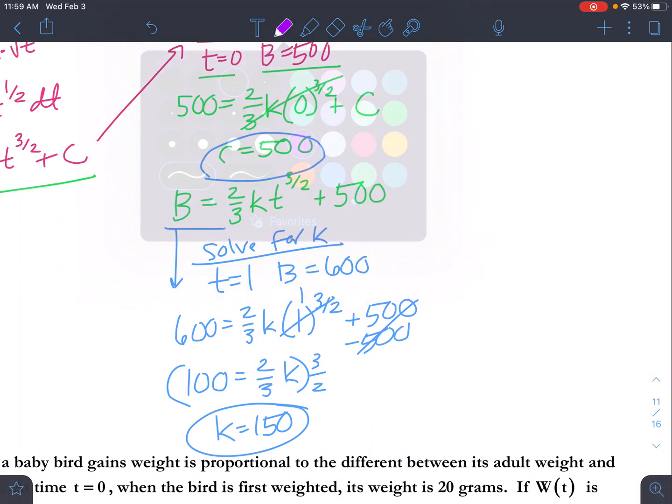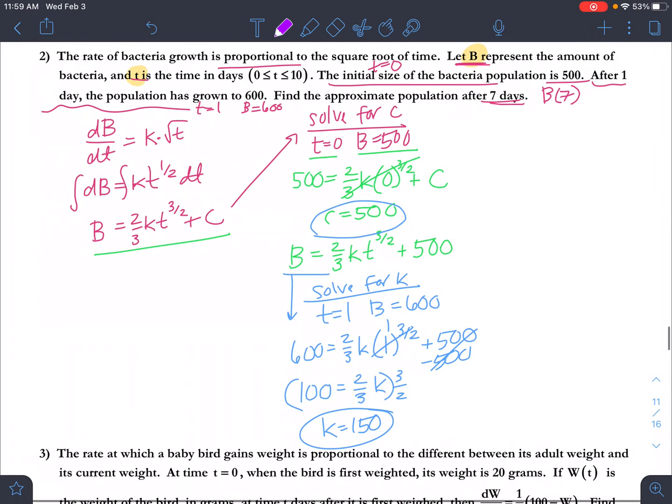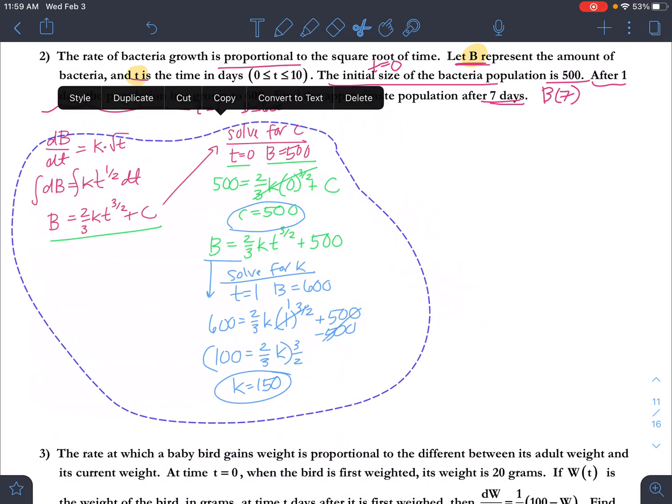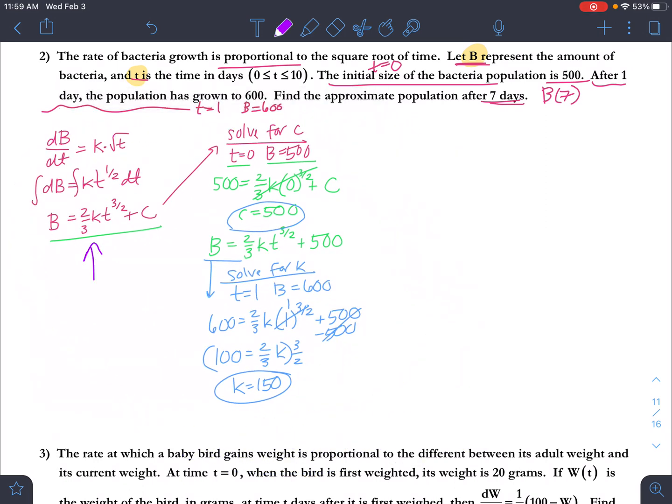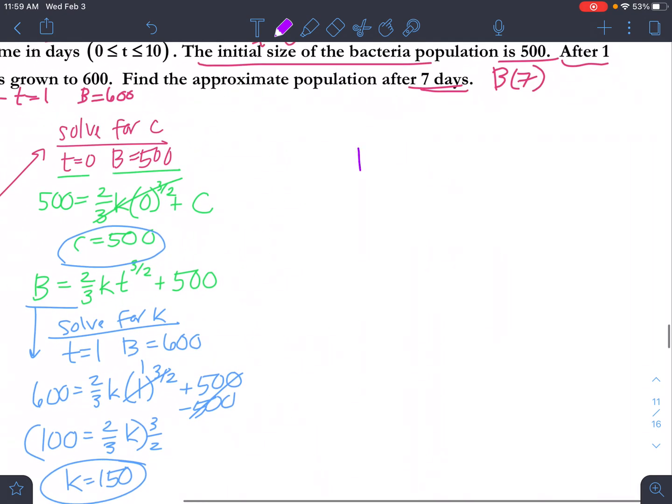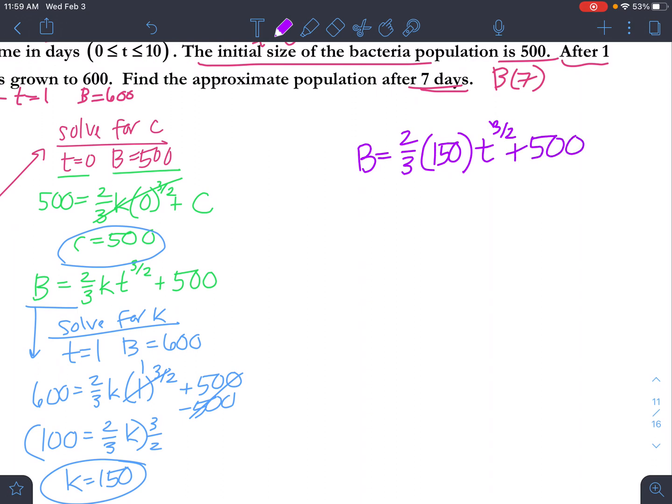Last but not least, we are going to rewrite the equation one more time so that we can get a final equation for b. Again, these are just really algebra heavy. There's some calculus obviously going on like here at the beginning, but a lot of it is just algebraically not making mistakes, so just be careful. So we have b equals 2/3, k is 150, t to the 3/2, and then we have c is 500. We can multiply these two together, which would give me 100, t to the 3/2 plus 500.